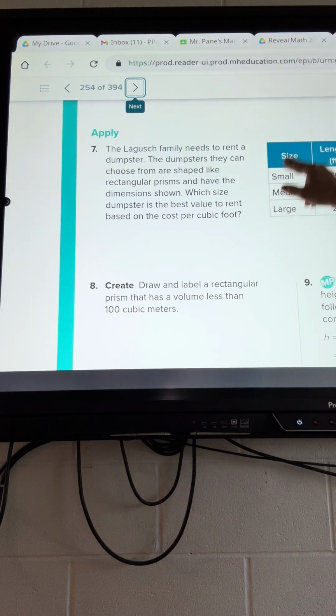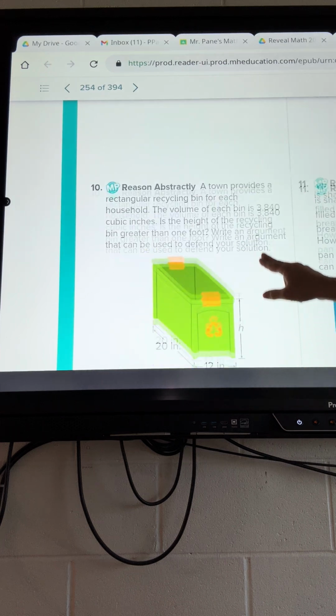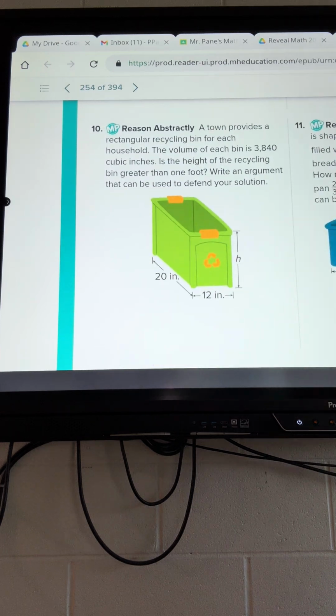The next one, number 10. A town provides a rectangular recycling bin for each household. The volume of each bin is 3,840 cubic inches. Is the height of the recycling bin greater than 1 foot? Write an argument that can be used to defend your solution.